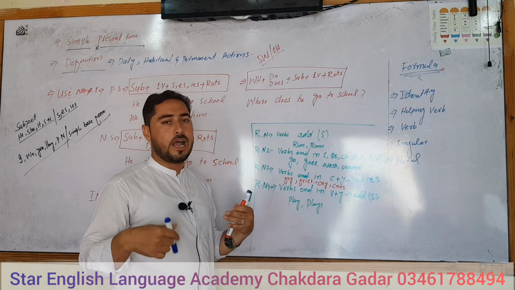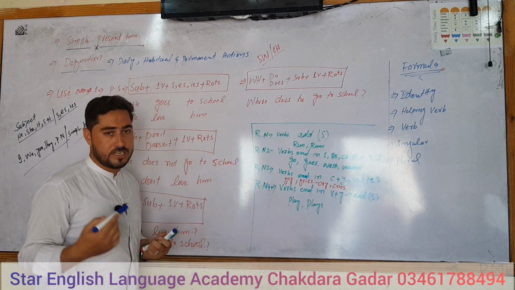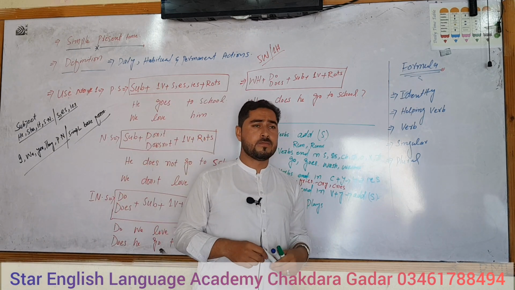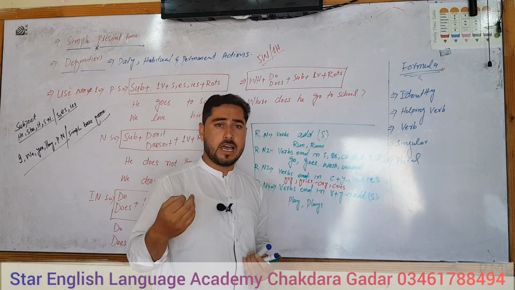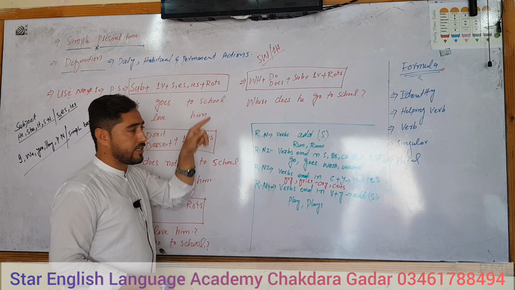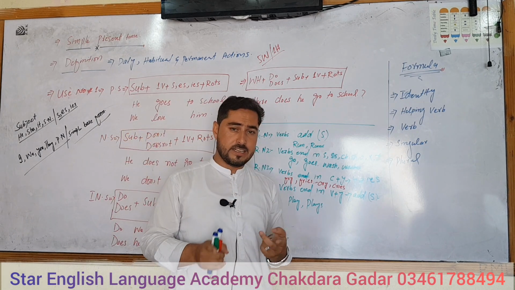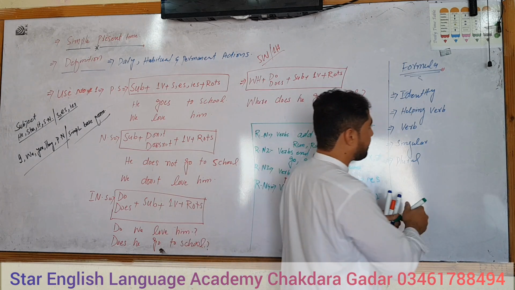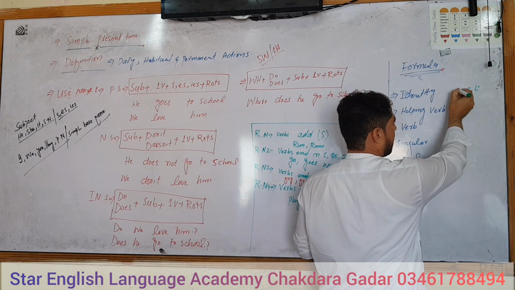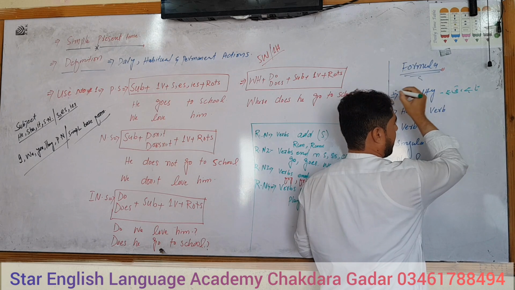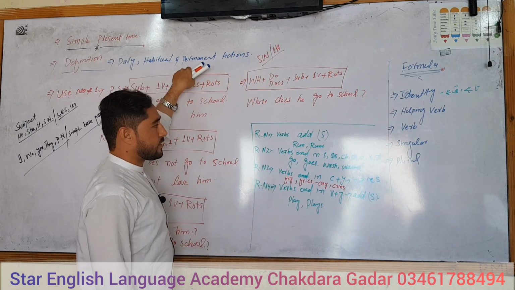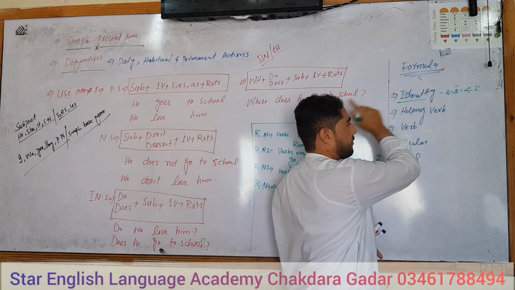So how will we identify whether it is simple present tense or another tense? In Urdu we can say that a sentence which ends in ta hai, ti hai, te hain and so on, we will use simple present tense for that. If a sentence ends in ta hai, ti hai, etc., we will use simple present tense. So it is the identity of simple present tense.